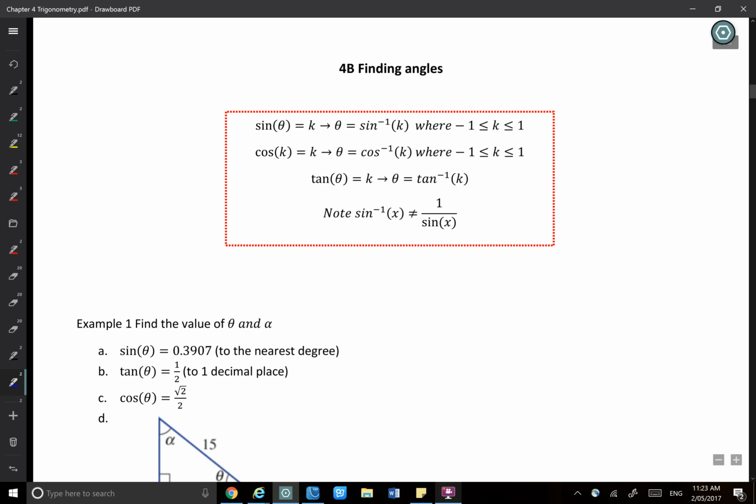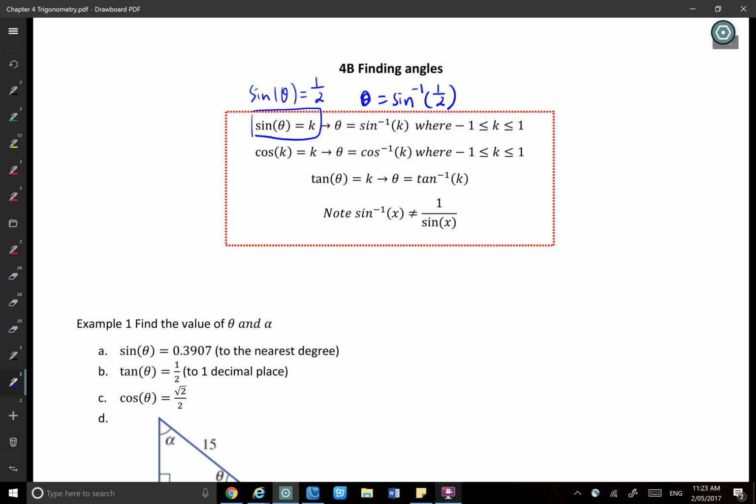So if sine theta equals k, you have a sine theta value. For example, you have sine theta equals a half. You know what the ratio is, and I want to find out the theta value. So theta will equal sine inverse of k. So I will say theta here will equal sine inverse of a half.